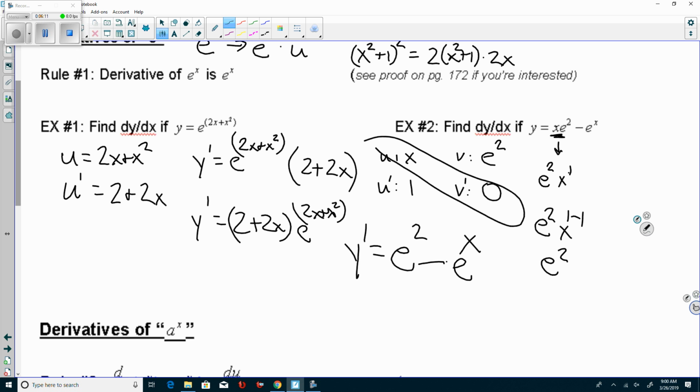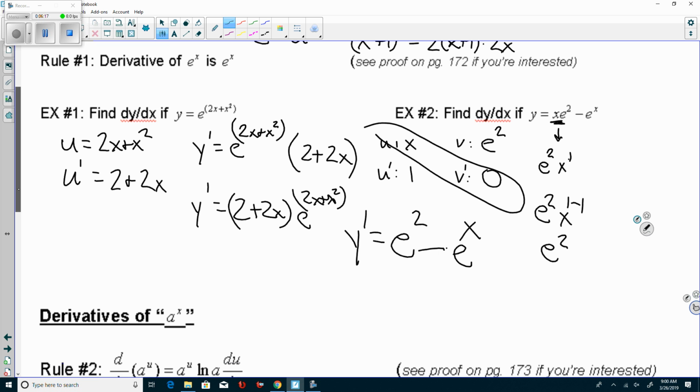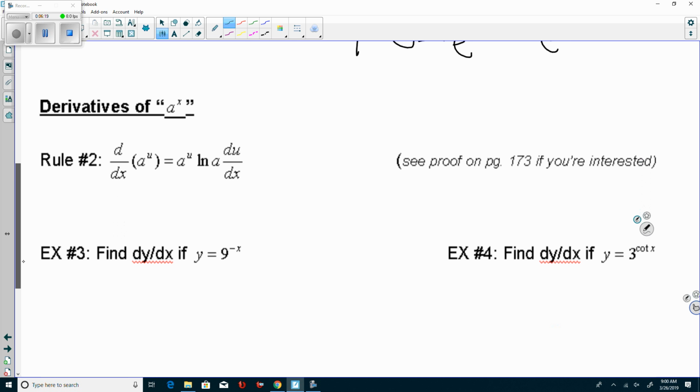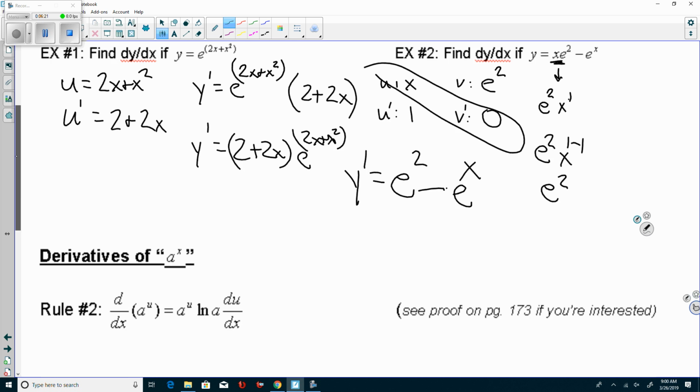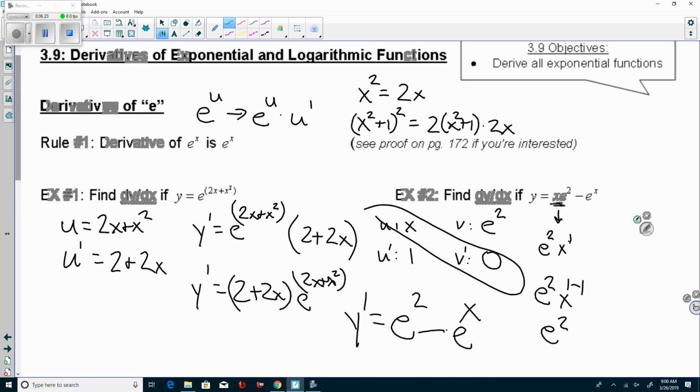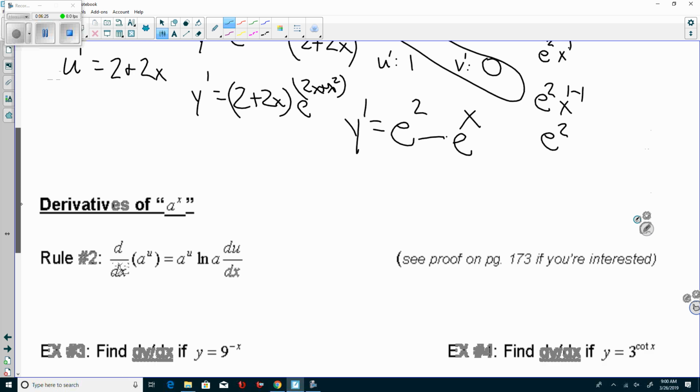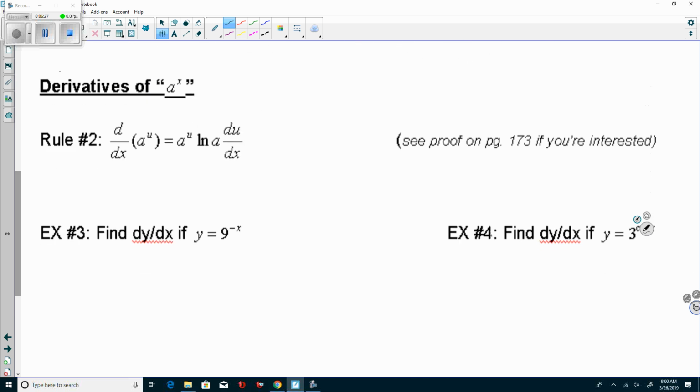Okay, so that's the proof of why the derivative is just e squared, because it really is just a constant in front. Now here's your second derivative rule. Here was your first, the derivative of e, and now we want the derivative of a. So if we have some base a raised to the x power, and again, if it's just a to the x, the derivative of x is just 1.